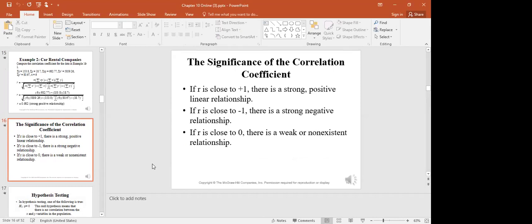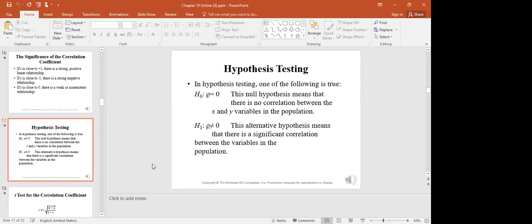So when r equals 0, we will say there is no relationship between x and y. And the closer r is to 1 or -1, as I said before, there is a strong correlation between x and y. When we say there is a strong correlation, it does not mean there is a significant correlation.